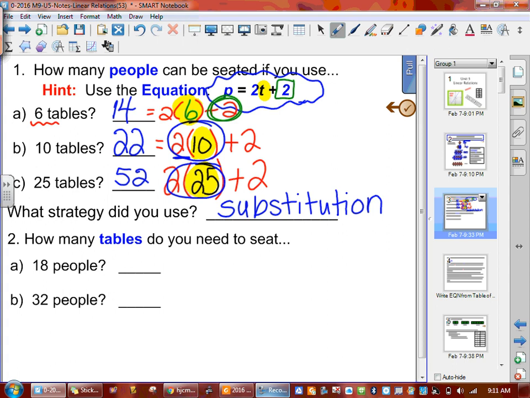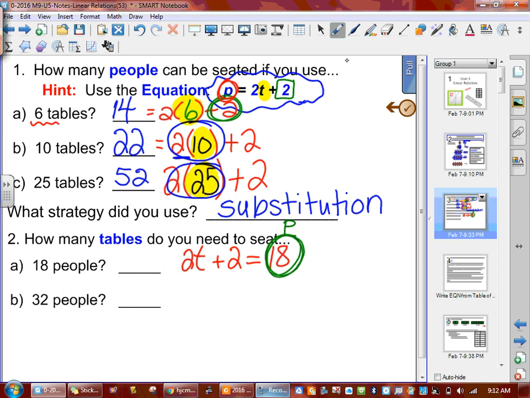Now the next one is a little bit different, because this one's asking to solve for tables, and they're going to tell us how many people came. So I want to know how many tables I need to seat so many people. If we've got 18 people, this is where we work backwards. So we're going to put 18 where the P number is. We're going to have 2 times tables plus 2 people equals 18 total people. So this is where we're substituting the number in, and this was a P for people. That's what we're substituting in.